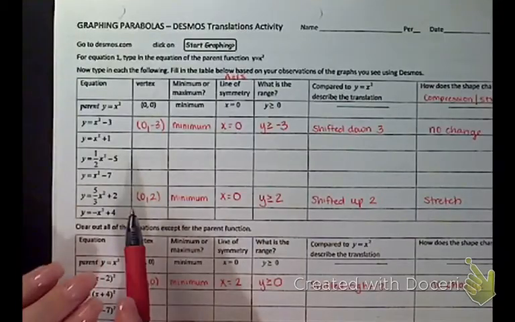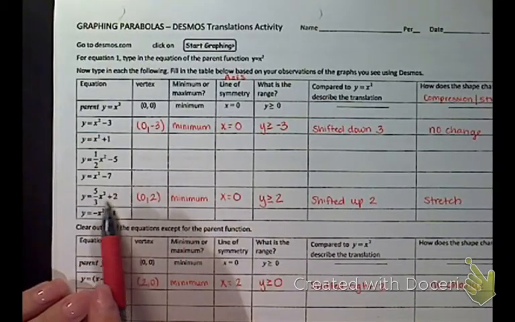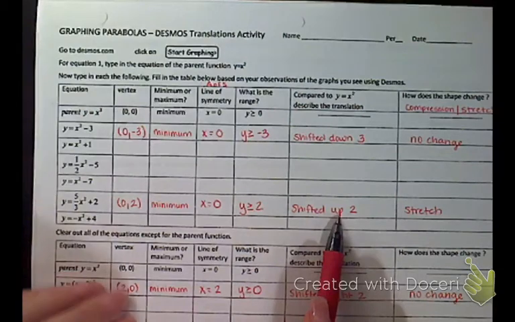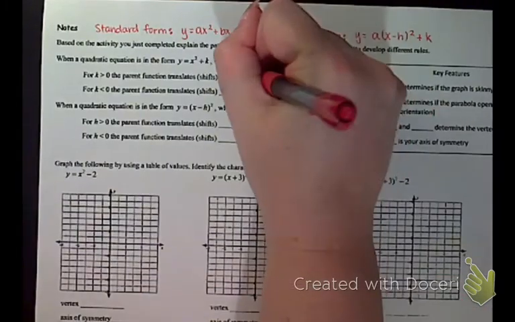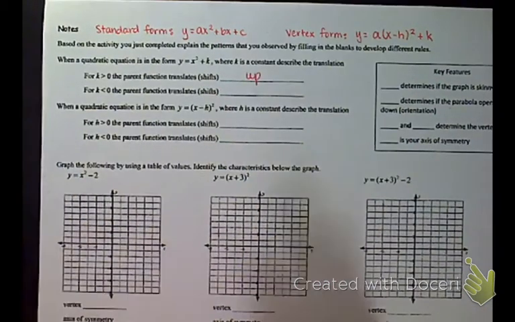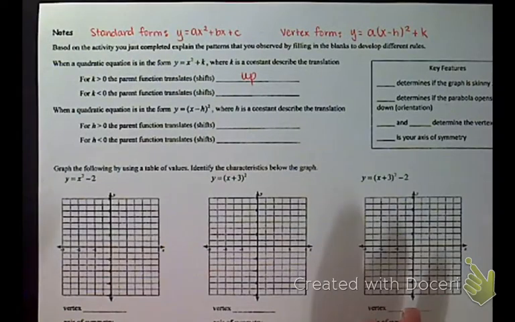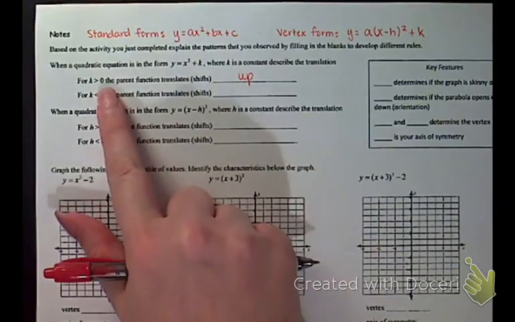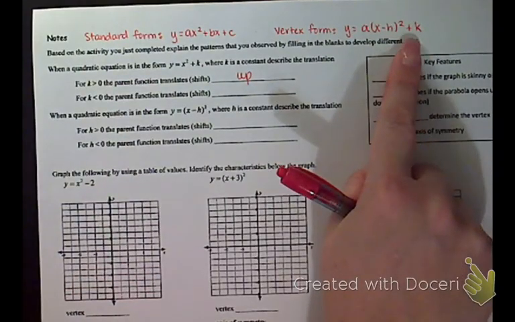So let's go back, and we did one of those together, and hopefully you filled in the other ones. But when k was greater than 0, so when it was a plus 2, what happened? My graph shifted up. Again, if you can print this, I highly recommend you do so. If not, you might have to do some pausing to be able to write everything out. But my graph's going to shift up if k is greater than 0.